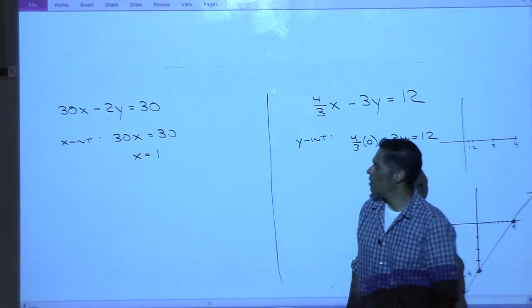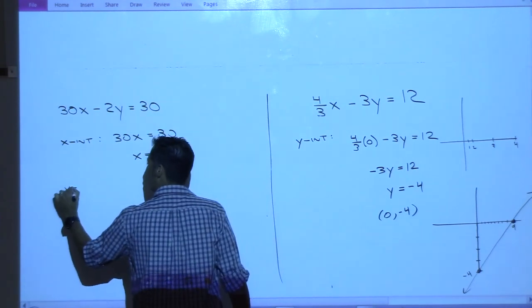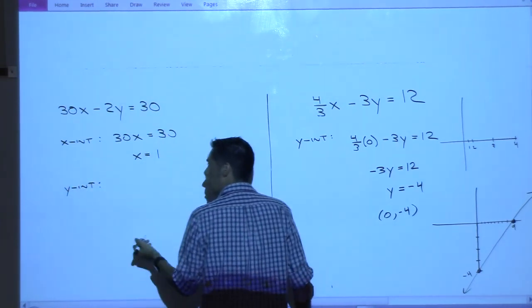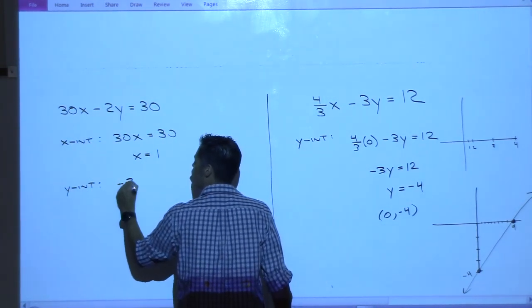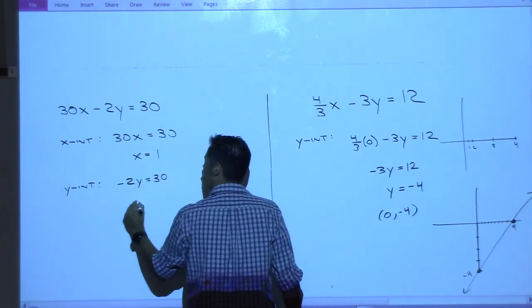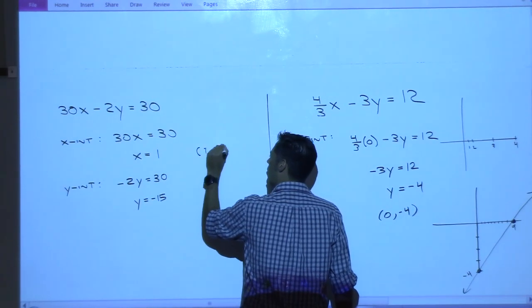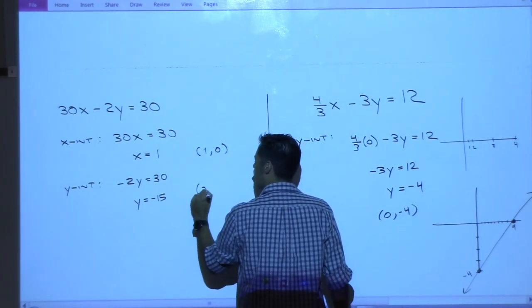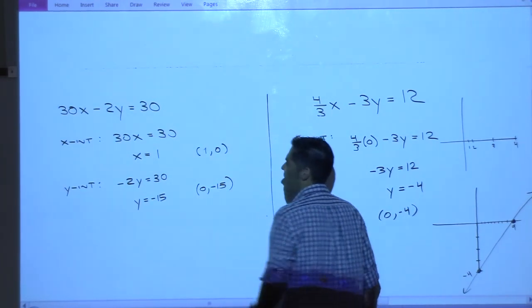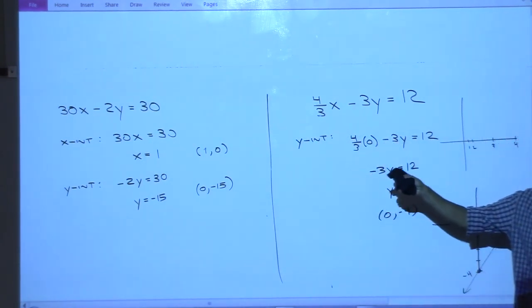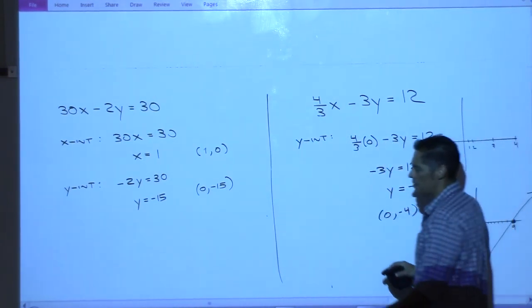Right? Okay, on the next one, y-intercept, I set the x to 0. So that's gone. So I have negative 2y equals 30. So y is negative 15. So I have 2 points, (1, 0) and (0, negative 15). Y'all follow that?